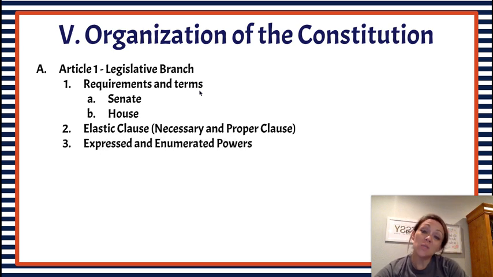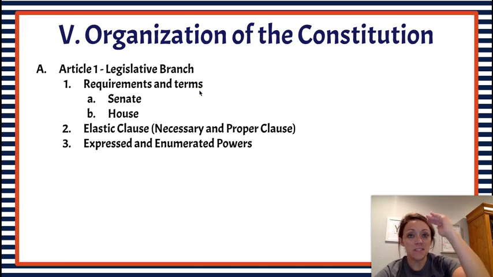Congress also has expressed and enumerated powers. So if we look in Article 1 of the Constitution, you'll be able to see specific expressed powers that Congress has. They have the authority to coin money. They have the authority to declare war and all of those different things.